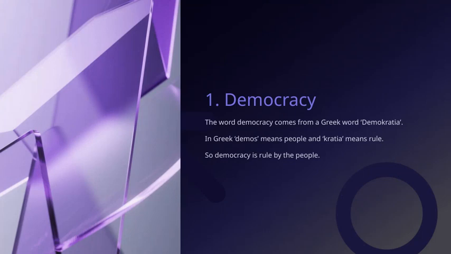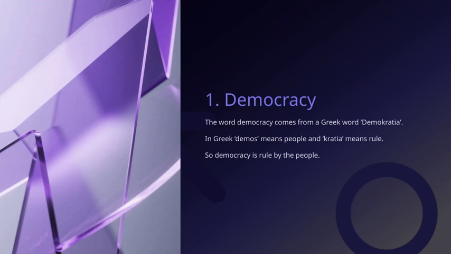Let's start with the word democracy itself. It actually comes from a Greek word, demokratia. Now, if we break that down, demos means people and kratia means rule. So when we put it all together, democracy essentially means rule by the people. This concept is at the heart of many political systems around the world today. It emphasizes the idea that power and authority should ultimately rest with the citizens.